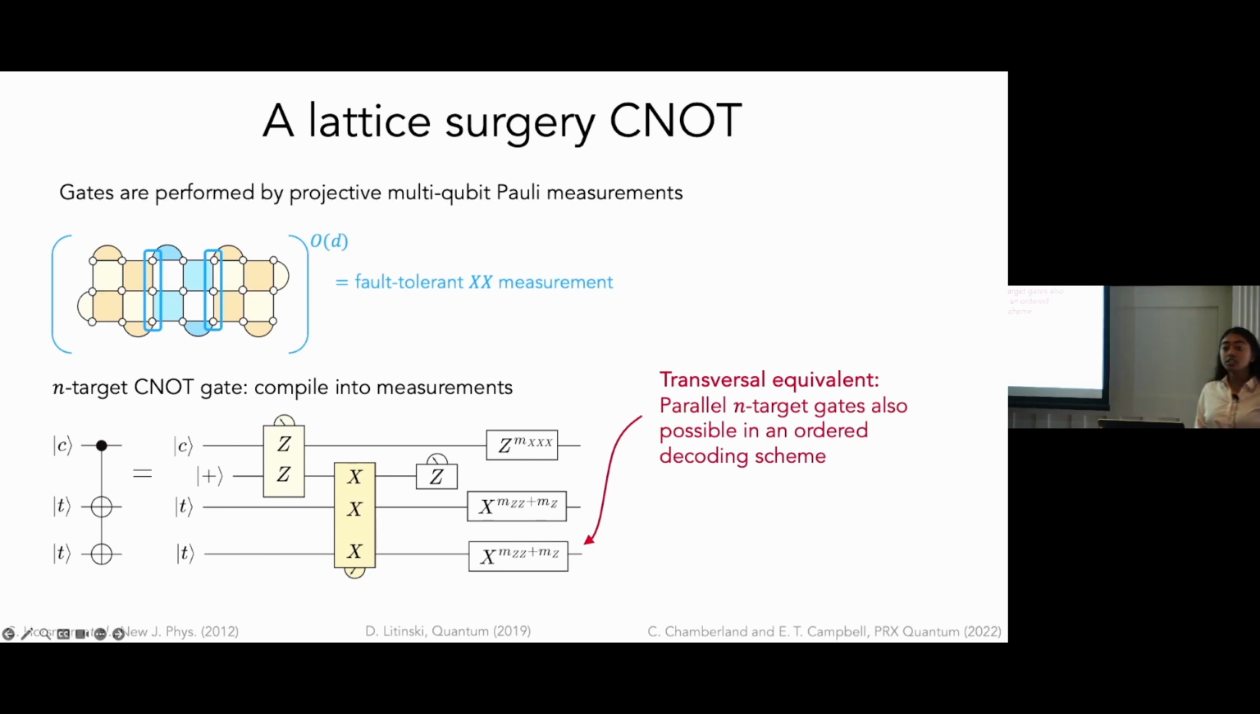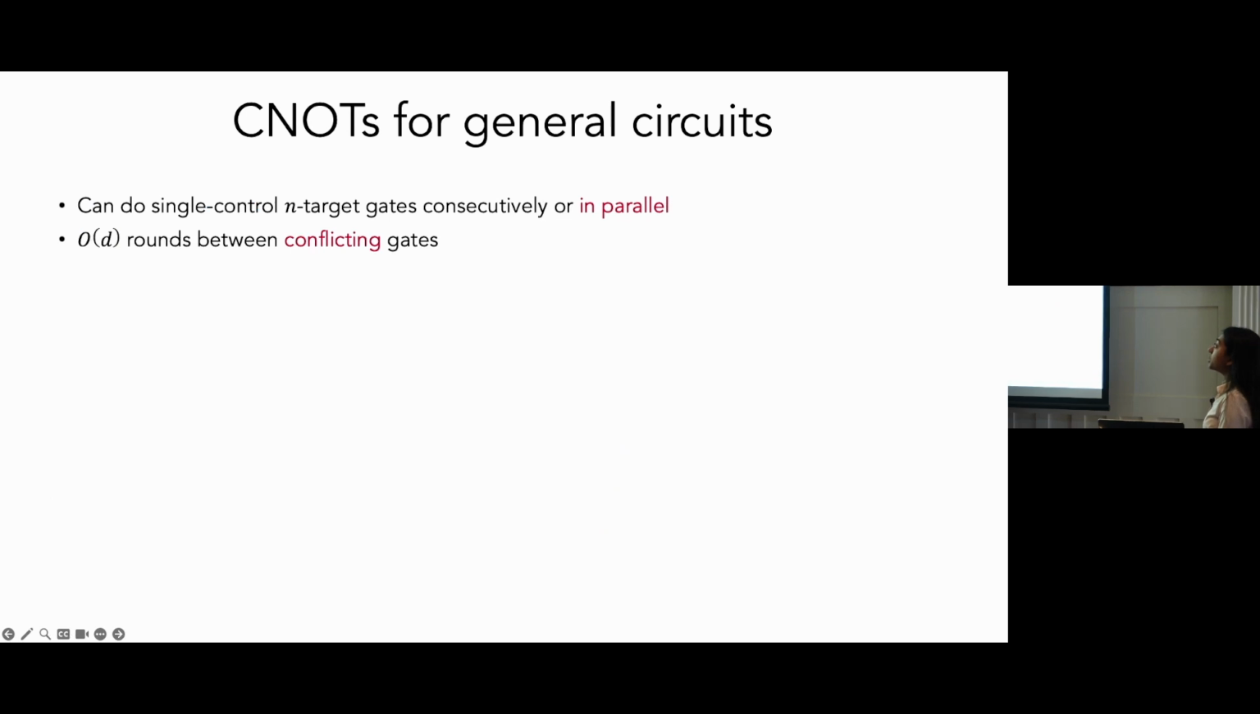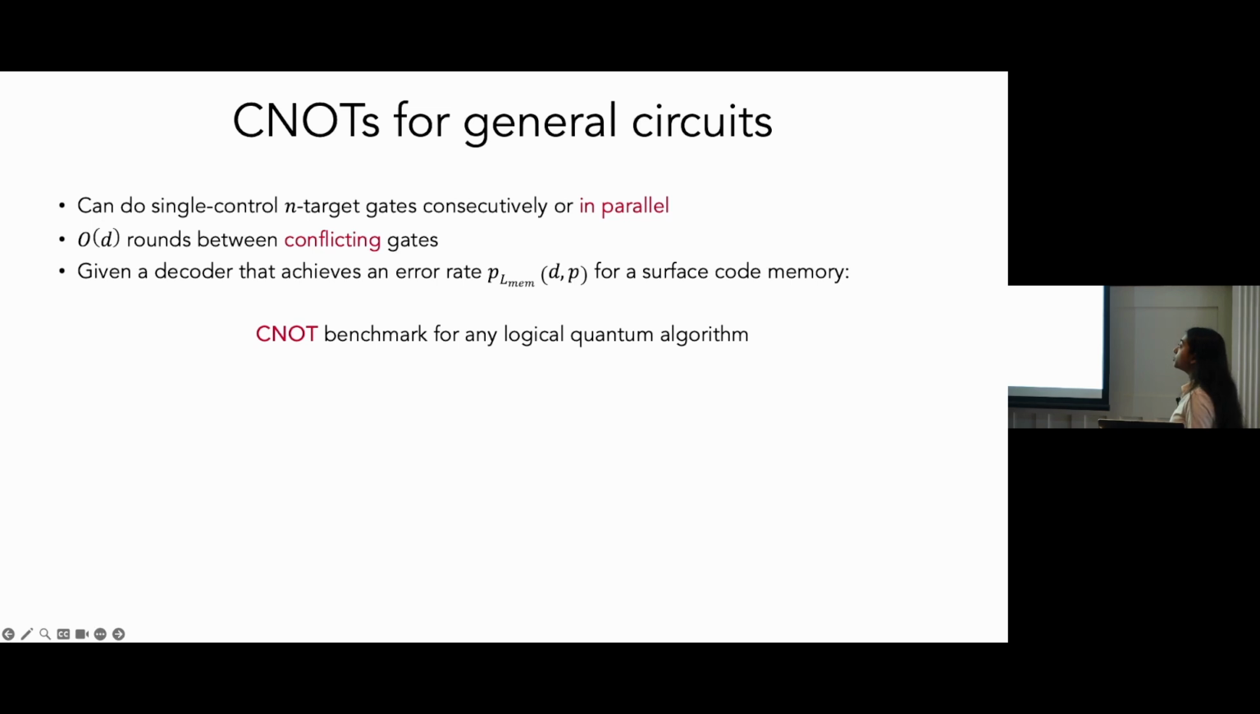So for both my logical CNOT schemes, I have now identified ways to perform gates efficiently. And now we can extend this analysis to CNOTs that are used in general circuits with the two requirements that we've established. That if I have single control multiple target gates, I can do them back to back or at the same time. But I do need about D rounds between gates that conflict in their requirements of control and target. And what this does is that it allows me to exactly benchmark the performance of a logical gate, given that I know how a decoder performs on a memory experiment of the same surface code size and physical error rate.